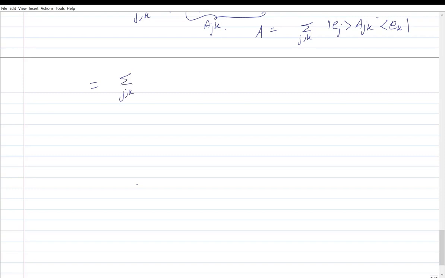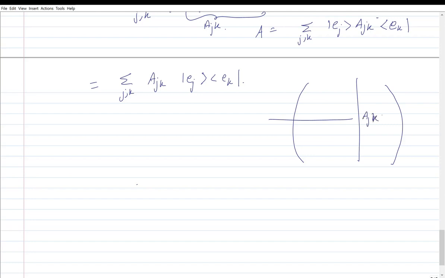That's going to be, since this is a number, I can get it over here. This is going to be e_j e_k. So this is the representation of the matrix element on the jth row and the kth column. So that's going to be your a_jk. And you can fill up the whole matrix through this.